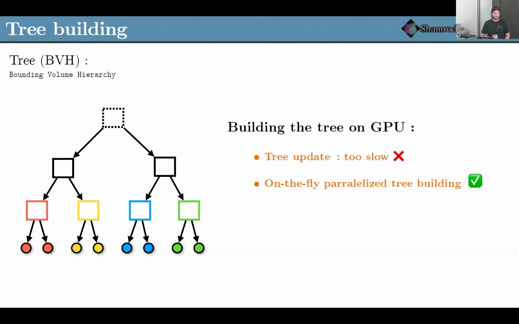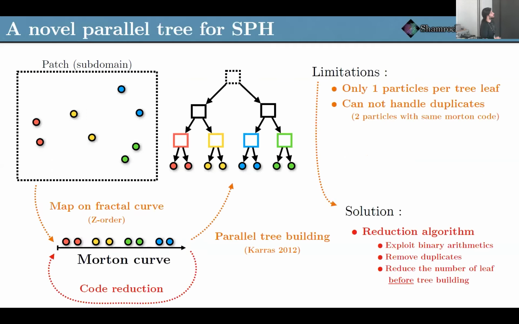You have two ways of constructing such trees. One is to use whatever tree construction and just update it as the simulation evolves. But this is a bit too slow, especially if you have domain decomposition operations, where you will have to update everything. So instead, we choose to not bother with such an issue and just use an on-the-fly parallelized tree building algorithm to rebuild the tree whenever we need it. The idea being that we don't want to communicate any trees. We just discard them at the end of the time step and rebuild them whenever we need to.